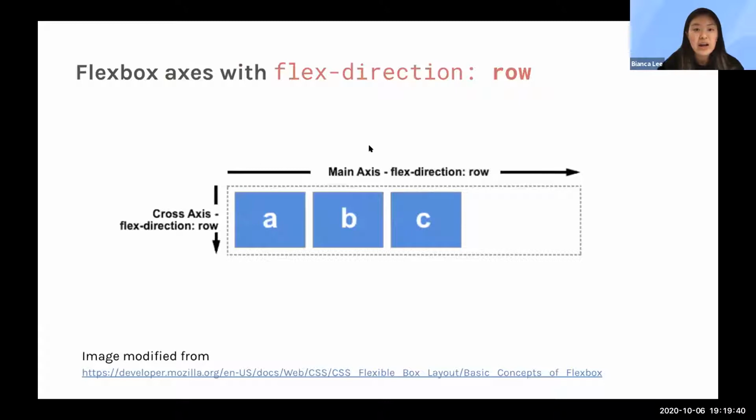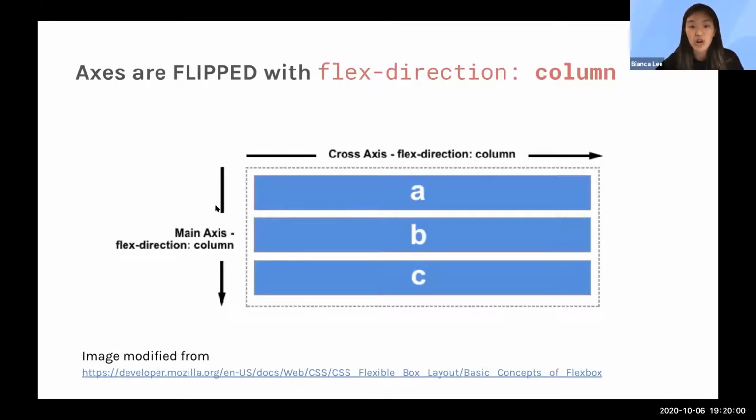It gets a little confusing thinking about the main axis and the secondary cross axis, so here are some good diagrams for that. When we have flex direction row, the main axis is the x-axis, and the secondary one is the y. And when we have flex direction column, the main one would be the y in this case, and the cross would be the x.